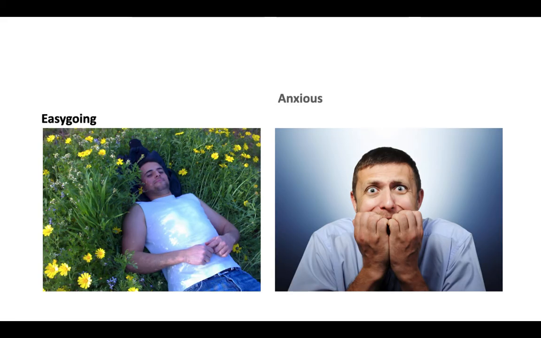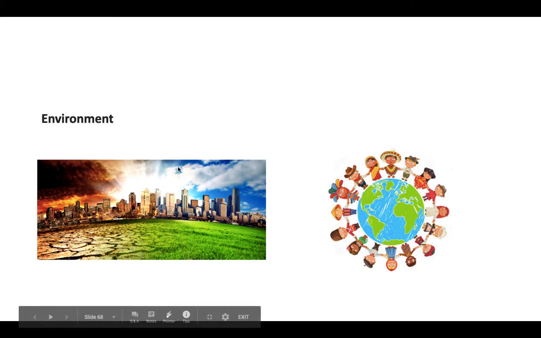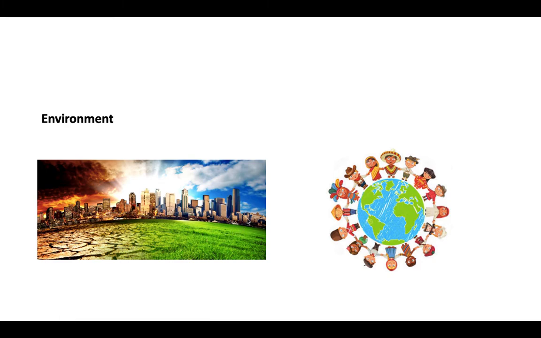Okay, for talking about personality, here's an easygoing personality, right? Nice, relaxed. An anxious personality, could also say nervous. It's a very close, similar meaning. Environment, this is the place where you live. Could be a city, could be a country, could be very nice, could be very bad. All sorts of different things, right? The city, the country.